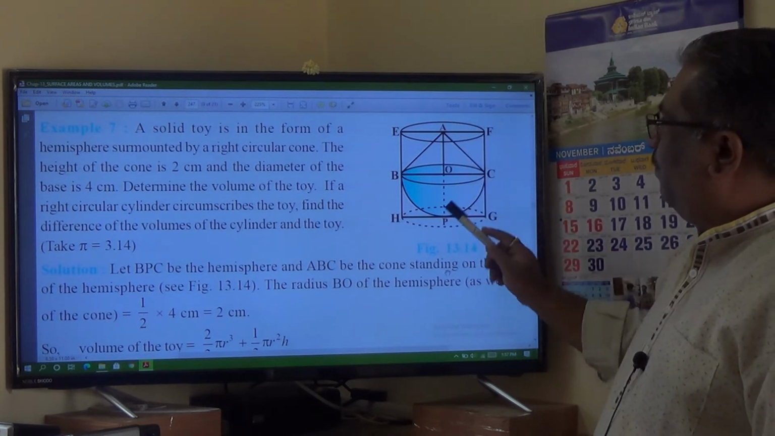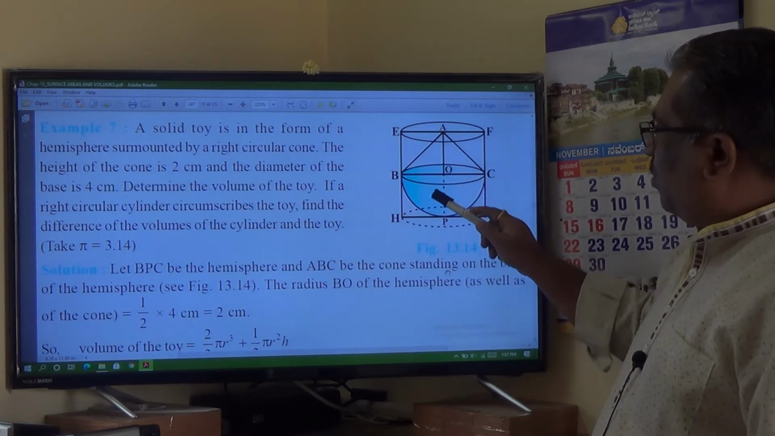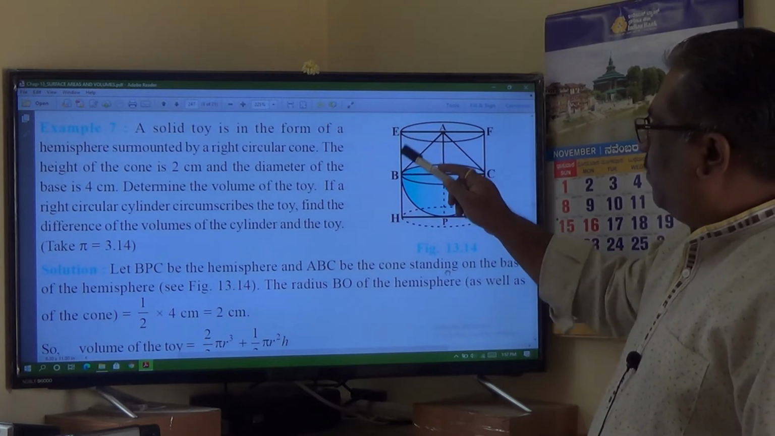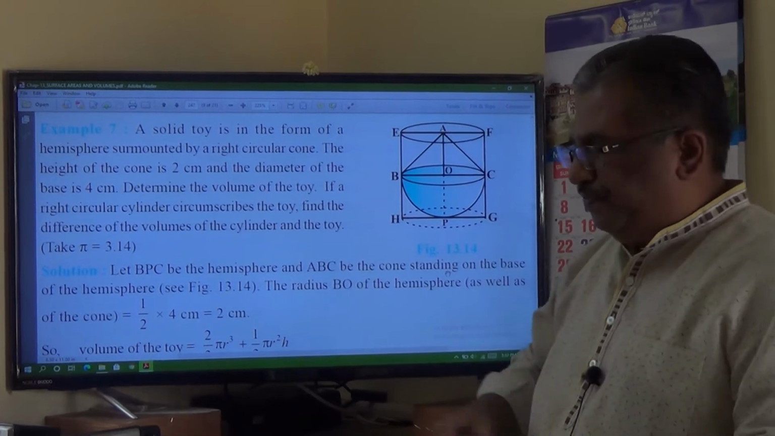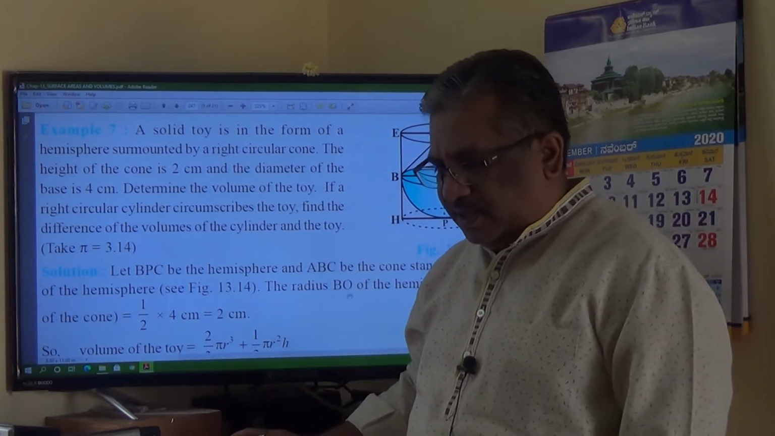Find out the volume, and also you can find out the volume of this toy. The difference in volume is the volume of the cylinder minus the volume of the toy. Please work out yourself. Okay. Next.